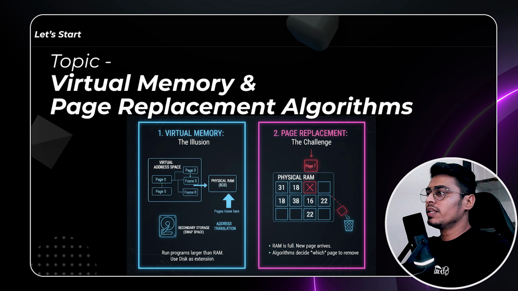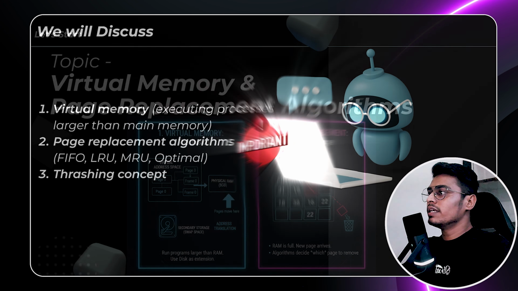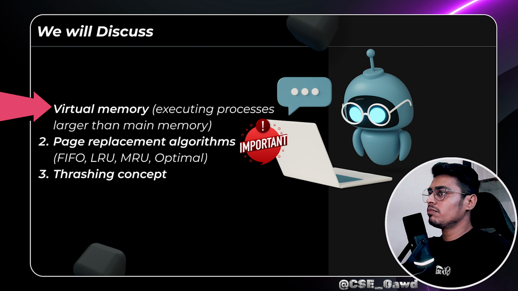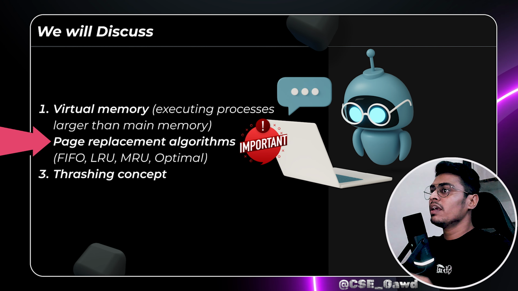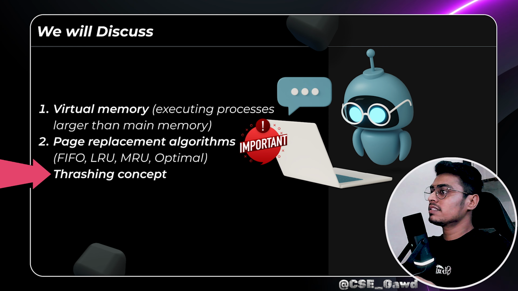Okay, so hello everyone. In this video, we will cover virtual memory and page replacement algorithms. First we will discuss virtual memory, that is, how we will execute a bigger size process than the memory itself. Then we will discuss page replacement algorithms, in which we will see FIFO, LRU, MRU and optimal page replacement algorithm. And at last we will discuss the thrashing concept.